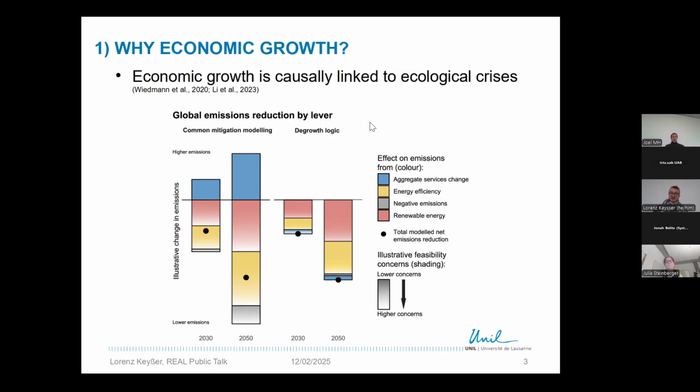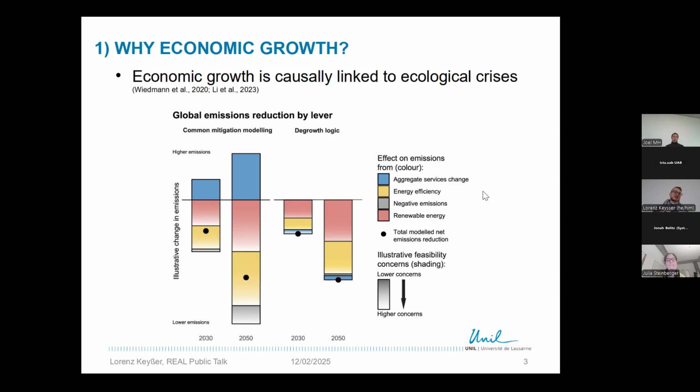To the right, there's the degrowth mitigation logic. So we have more or less stagnation of aggregate services and economic growth, or even a slight reduction. And via this, we need to compensate for this change in economic growth much less with these technological levers. So less energy efficiency gains, less negative emissions, less renewable energy. So fewer side effects and fewer feasibility concerns. Voilà.